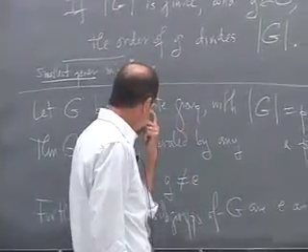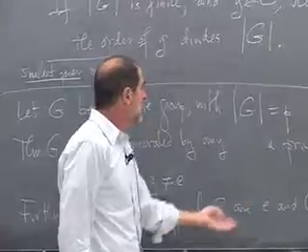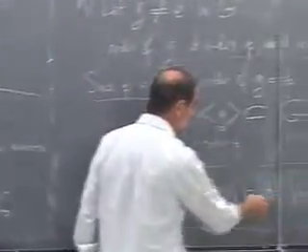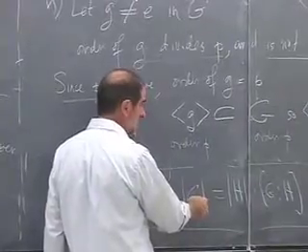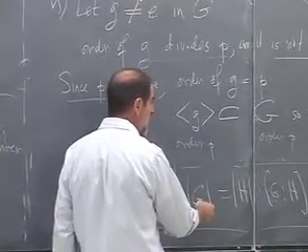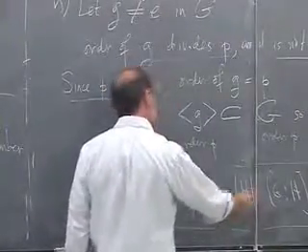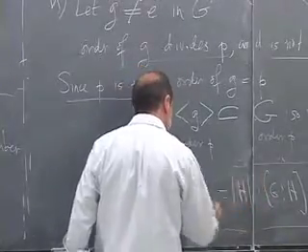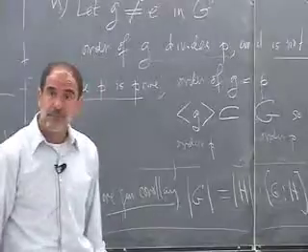And the second statement is that the only subgroups of G are E and G. Well, that's because any subgroup would have to have order dividing the order of G, and the only two divisors of the order of G are 1 and P. If the order of H is 1, H is the identity subgroup. If the order of H is P, H is the entire group.